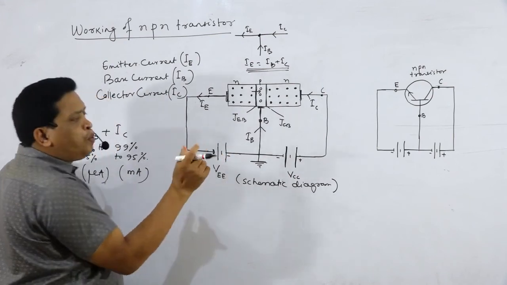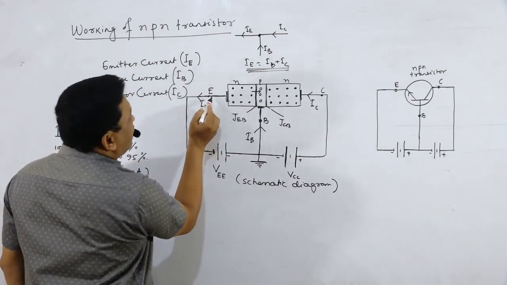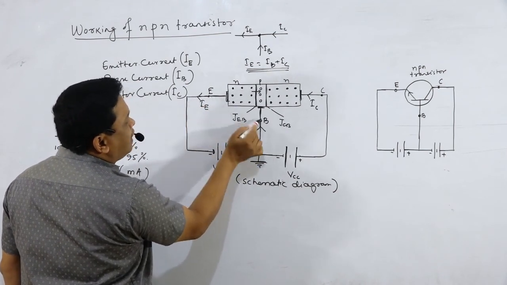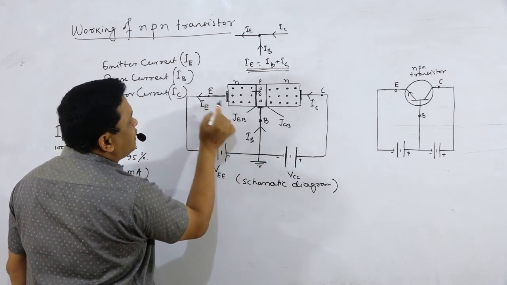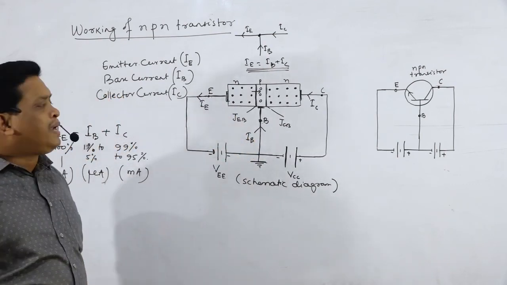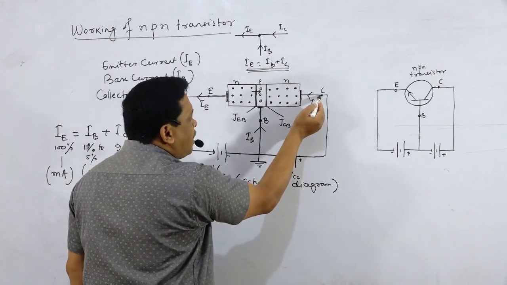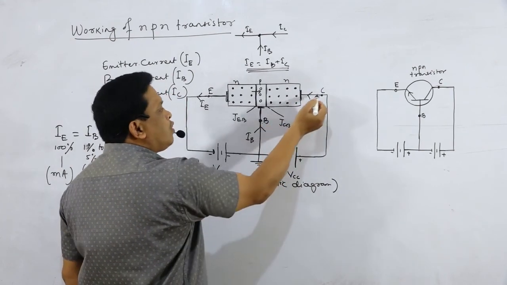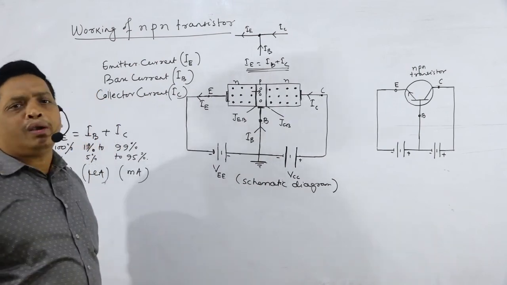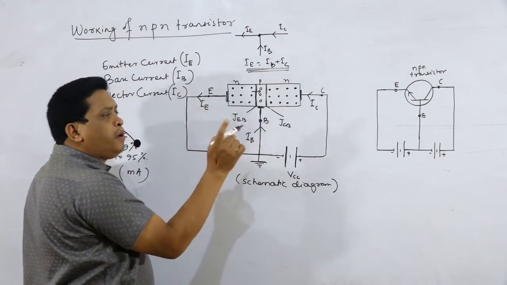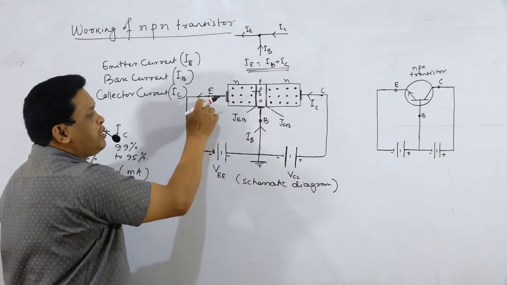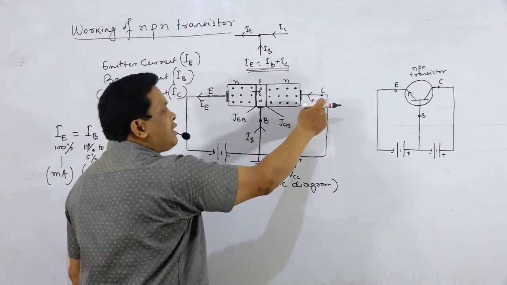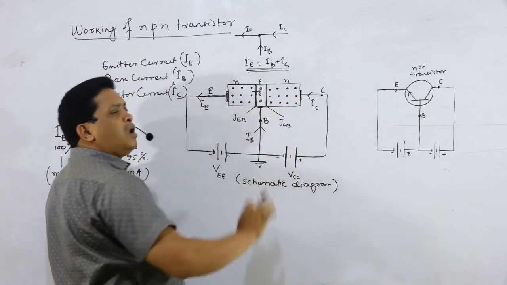Now what are the input and output voltages? Here input voltage is the potential difference between emitter and base. So emitter base voltage is the input voltage, and output voltage is the collector base voltage, the potential difference between collector terminal and base terminal. So input voltage is emitter base voltage, input current is emitter current, output voltage is collector base voltage, output current is collector current.